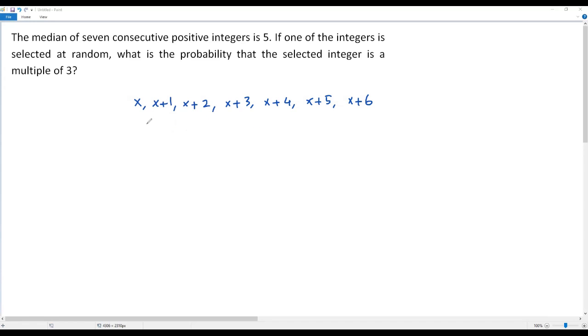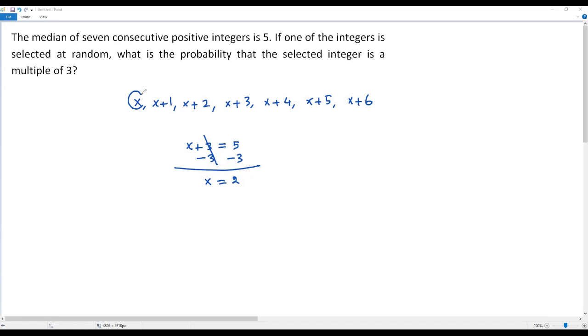Okay, now to get the median of these 7 consecutive positive integers, we have to get the middle value. Here the middle value is x + 3. So x + 3 represents the median. Already we have the median in the question, that is 5. So this x + 3 must be equal to 5. Okay, now let's solve for x in this equation. For that, we have to subtract 3 from both sides. When I do so, this +3 and -3 will cancel out. I'm getting x on the left side. On the right side, we get 2. Okay, here I got the value of x, that is 2.